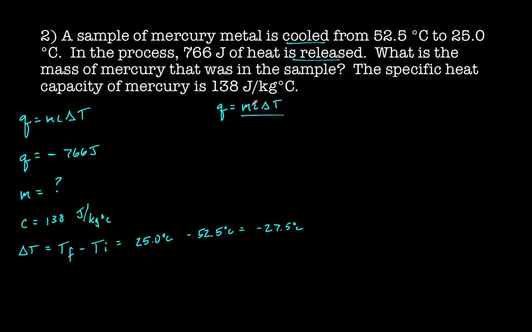I want mass by itself, meaning I need to get rid of C and delta T from this side. And if I do it to one side, I've got to do it to both. If I rewrite my equation, my heat divided by my specific heat capacity multiplied by my change in temperature is equal to my mass.